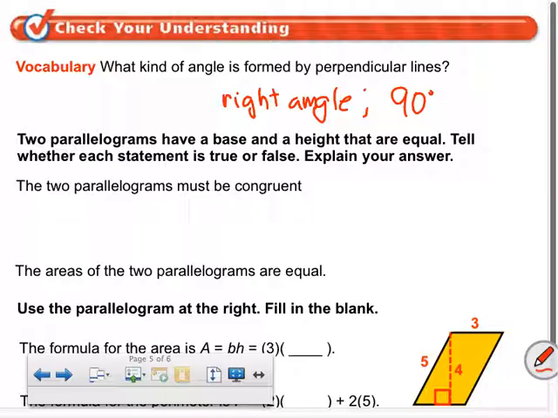Okay, so shh. This question threw some people off, so listen very carefully. If you have 2 parallelograms, and they both have the same height, their heights are congruent and their bases are congruent, we need you to see if these next 2 statements are true or false. So for the first one, 2 parallelograms must be congruent. Is that true? No. Why not?